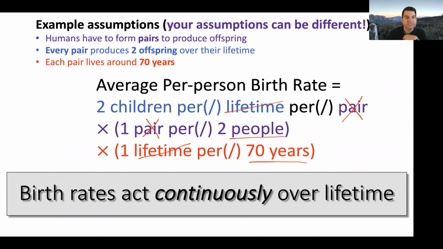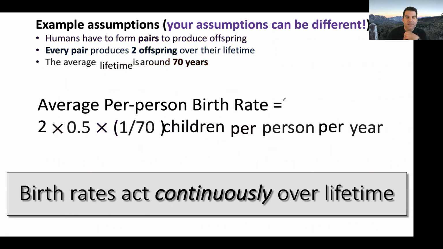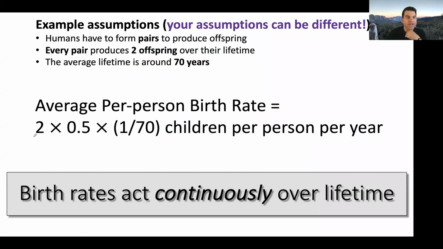And so let's see what ends up happening with that. If I go to the next slide here, what I see is this is my 2 children per pair. This here is my 1 pair per 2 people. So that turned into a 0.5, 1 divided by 2. So those things are going to end up canceling each other out. And then this is my 1 lifetime per 70 years. So that is a conversion into the 70 years.